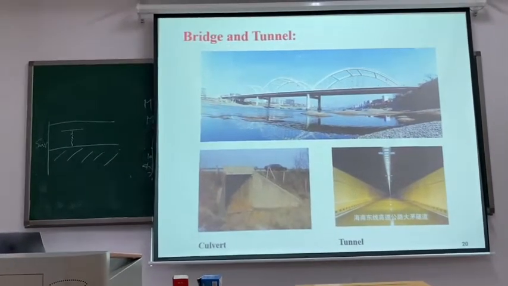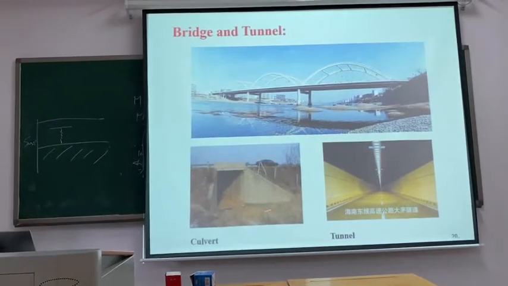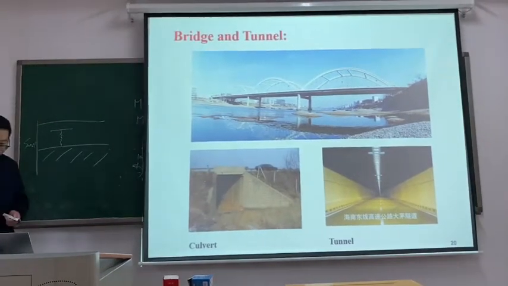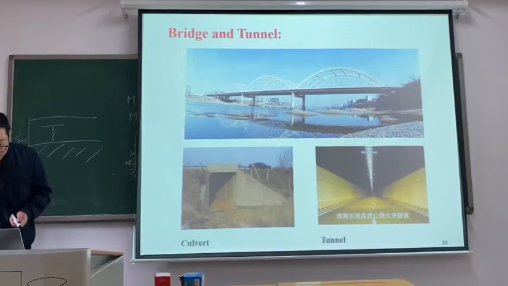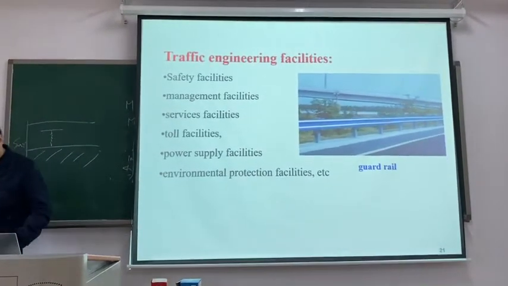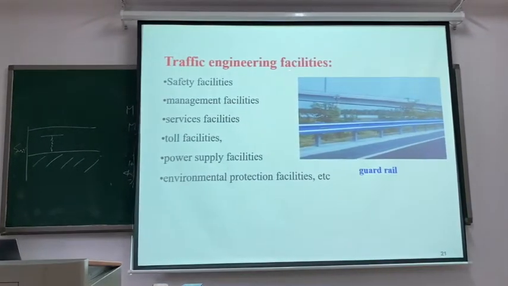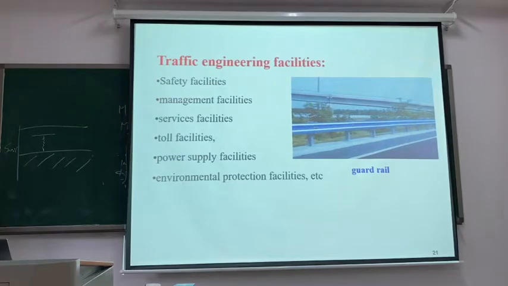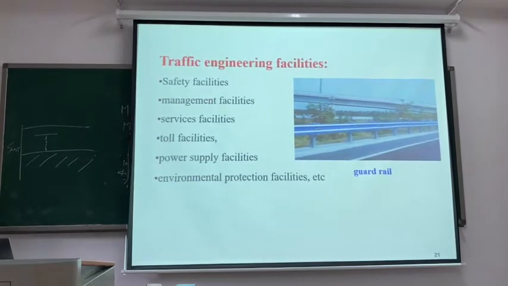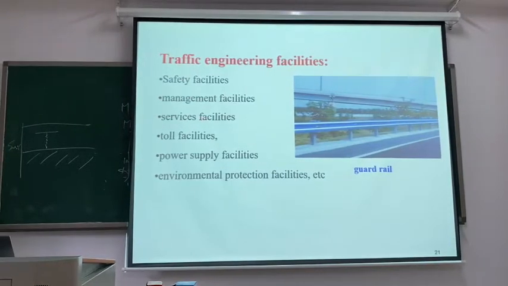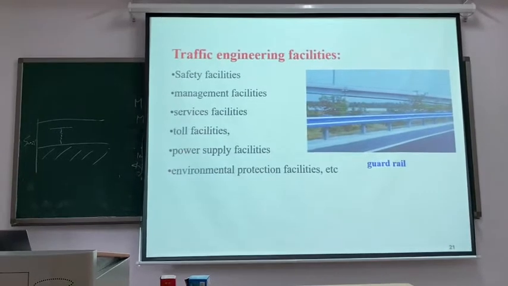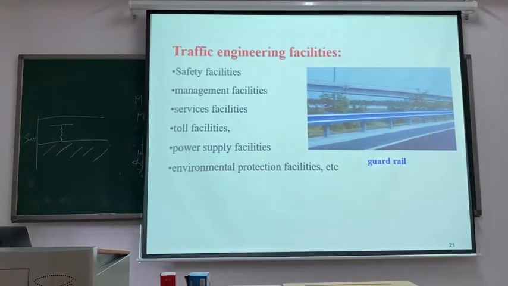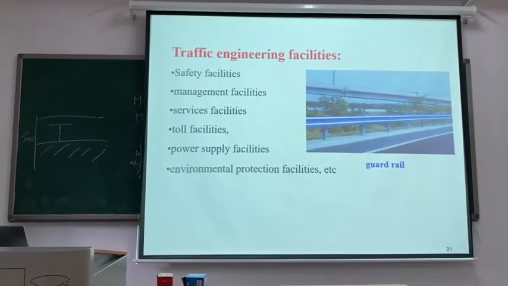This is a photo of a bridge and a tunnel. This is a harbor and a tunnel. Traffic engineering facilities. These include safety facilities, management facilities, service facilities, tower facilities, power supply facilities, and the environmental protection facilities, etc.